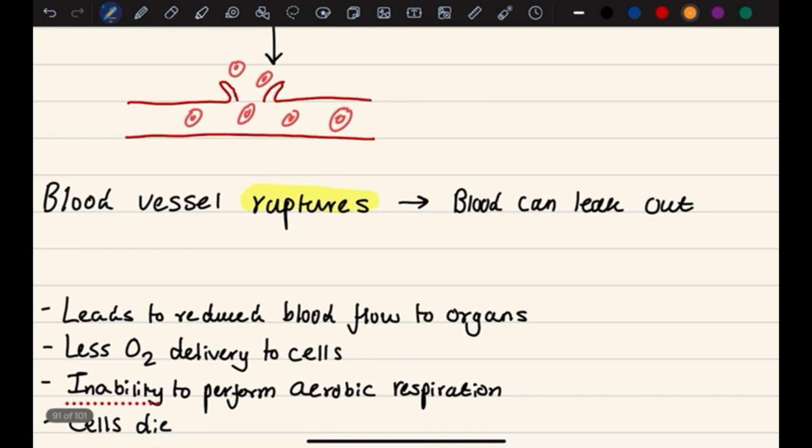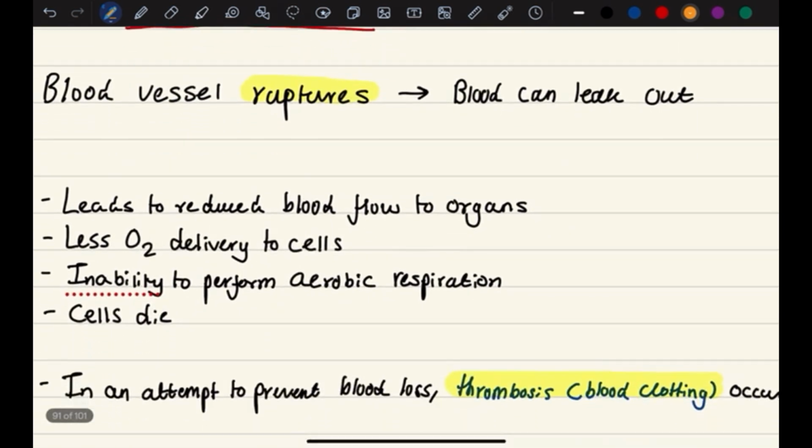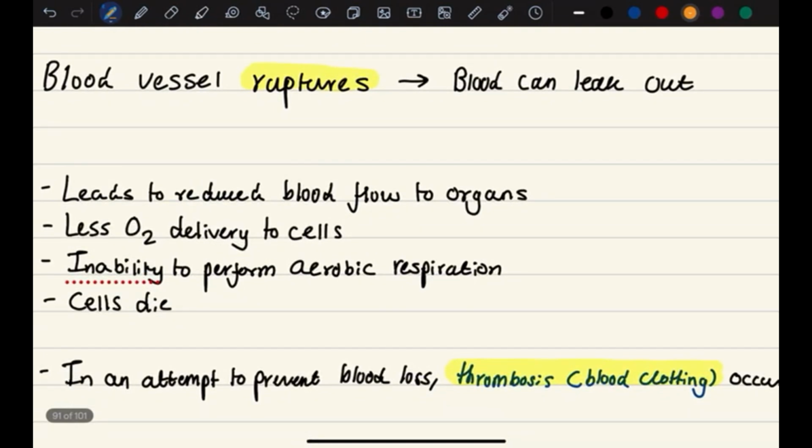Now, when the blood vessel ruptures, blood leaks out. And again, you need to follow this stage when you're giving the answer in the exam. Reduced blood flow to organs, less oxygen delivery to cells, inability to perform aerobic respiration, hence cells die.